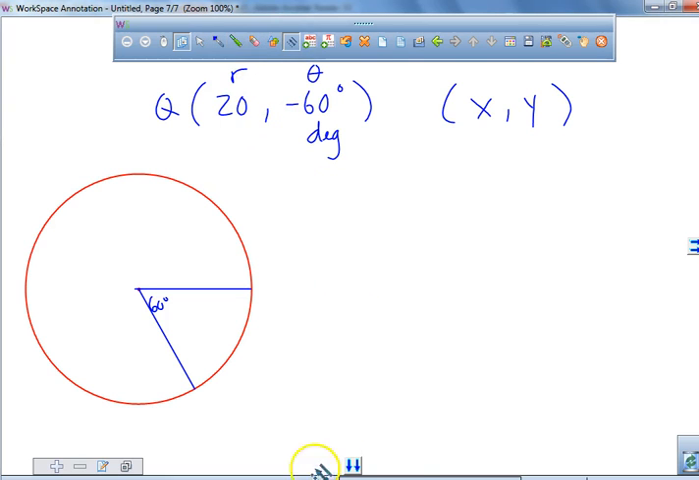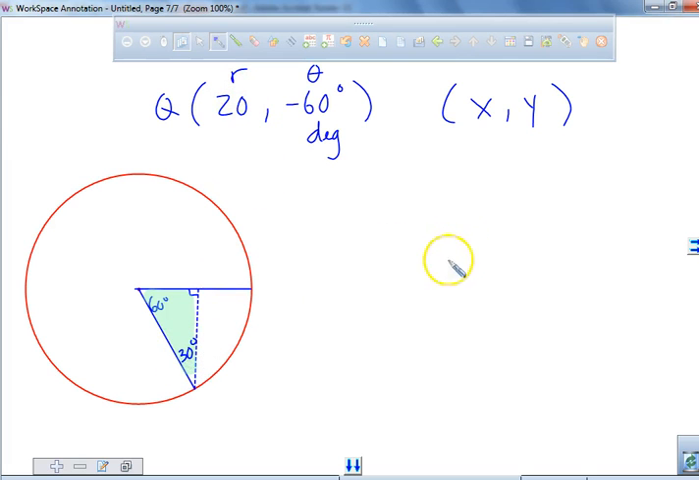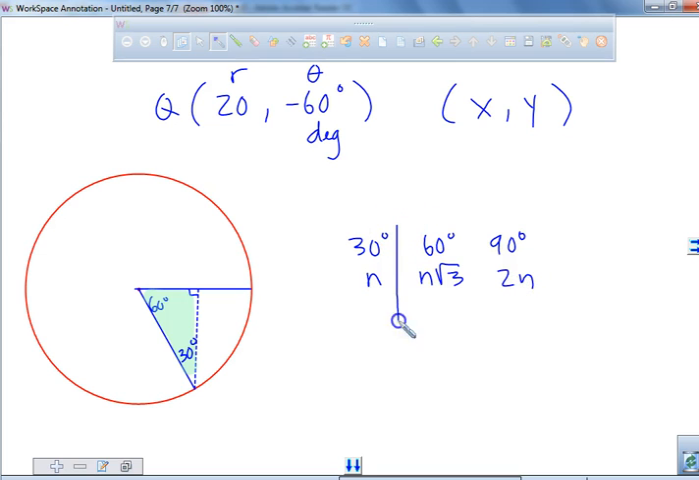Okay? We're going to draw a nice little right triangle. From here you're going to draw straight up. There's my right angle. This triangle right here is definitely not a what? 45, 45, 90. It's going to be a 30, 60, 90. Very good. So what I want you to do is write 30, 60, 90, n radical 3, 2 times n. Here we go.